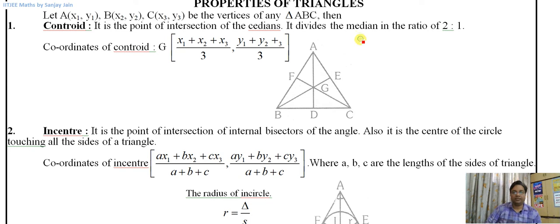Okay, in this lecture I just want to recap a few of the things that we have studied till now. Number one, we have studied about the centroid. It is the point of intersection of the medians, right? It divides each of the medians in the ratio 2:1, where the bigger part is on the vertex side, right?